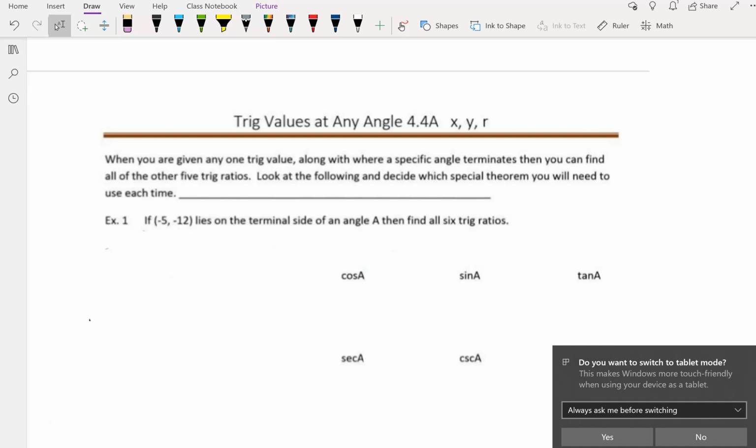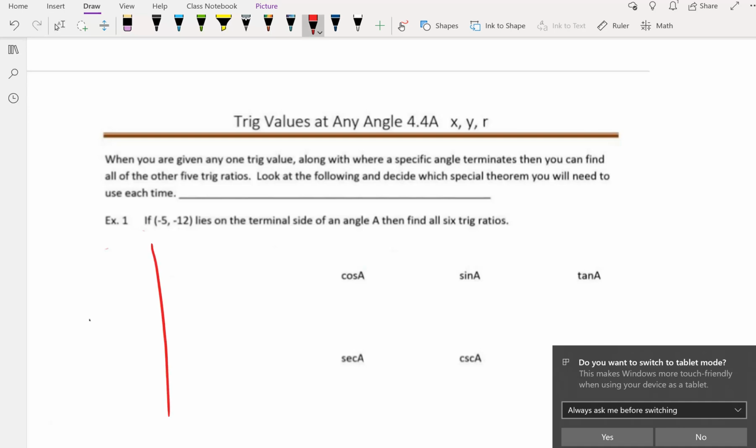Alright, so we're going to do 4.4a now. When you are given any one trig value along with where a specific angle terminates, then you can find all of the other five trig ratios. Look at the following and decide which special theorem you will need to use each time. So let's start this and then we'll go back and we'll talk about what special theorem we're going to use.